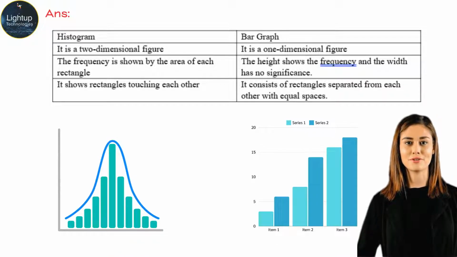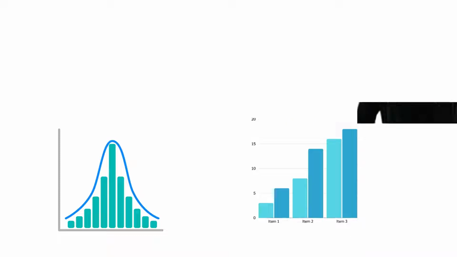Bar graph: it is a one-dimensional figure. The height shows the frequency and the width has no significance. It consists of rectangles separated from each other with equal spaces.